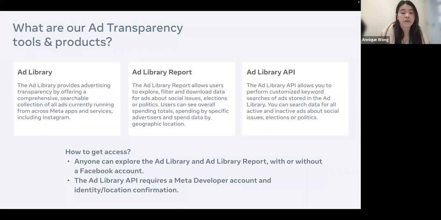And that filter will return results of both active and inactive ads that have been on the platform for 7 years from the date it was first reviewed.